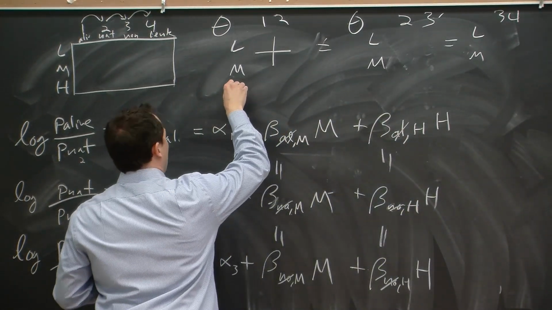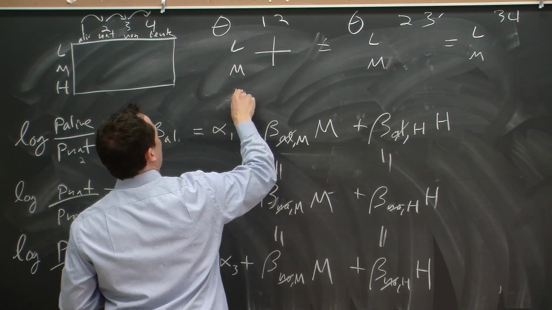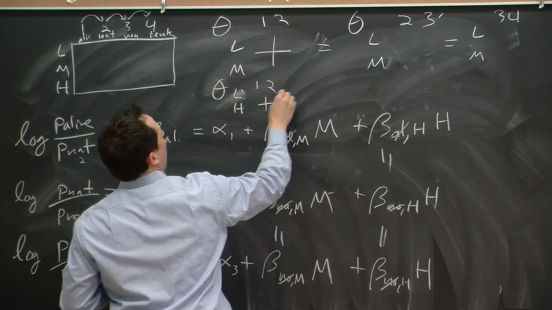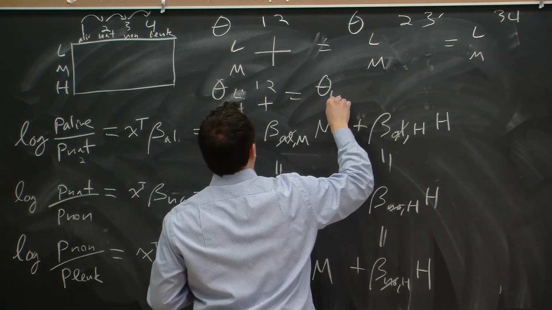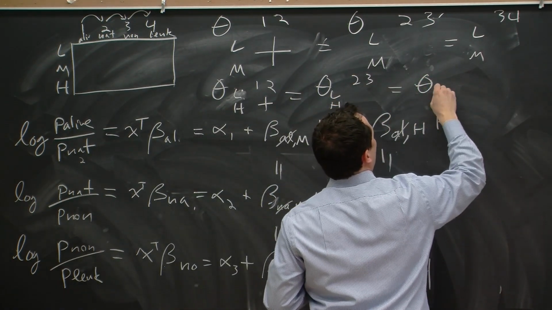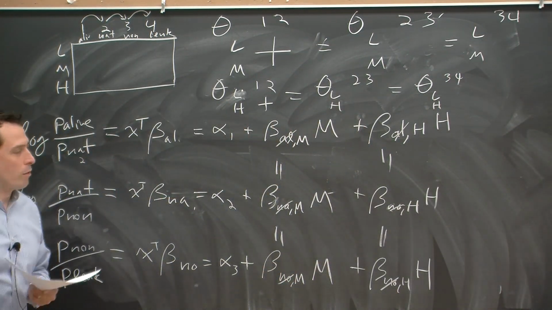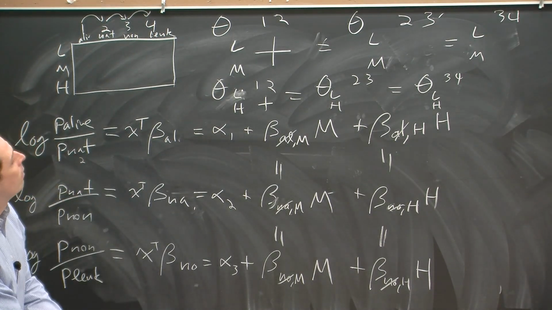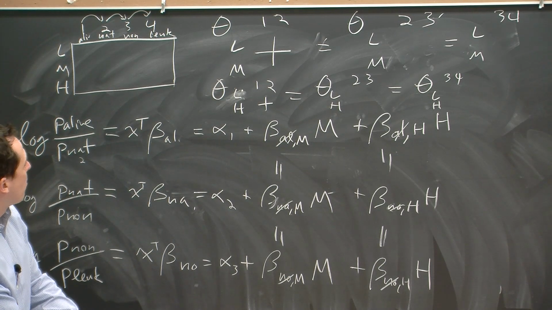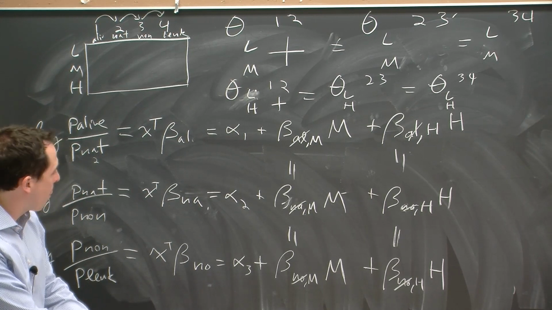And I guess I want to say MH? No. Say LH 1, 2. The theta for that equals the theta for LH 2, 3 equals the theta for LH 3, 4. So that's what we're saying when we set those things equal. We're saying that some of these 2 by 2 odds ratios that we could use to describe the full dependent structure are assumed to be equal.